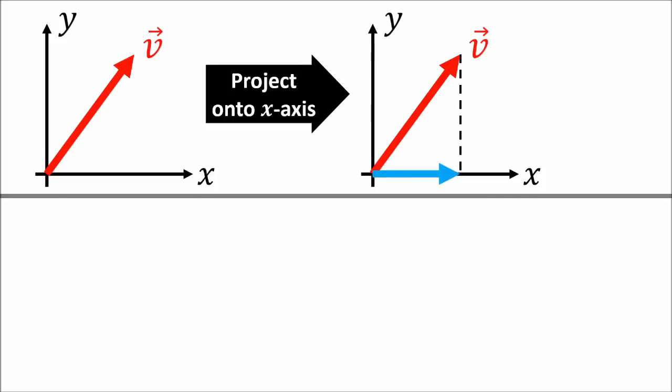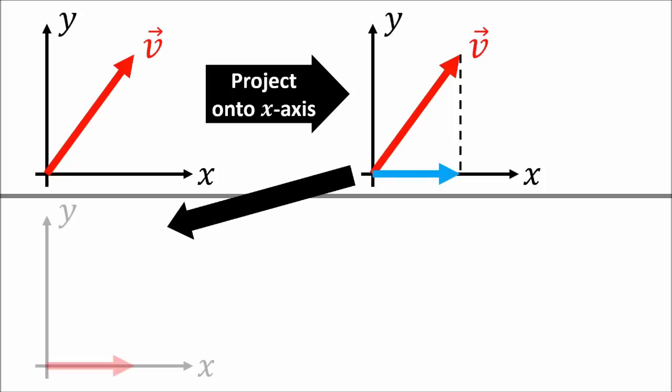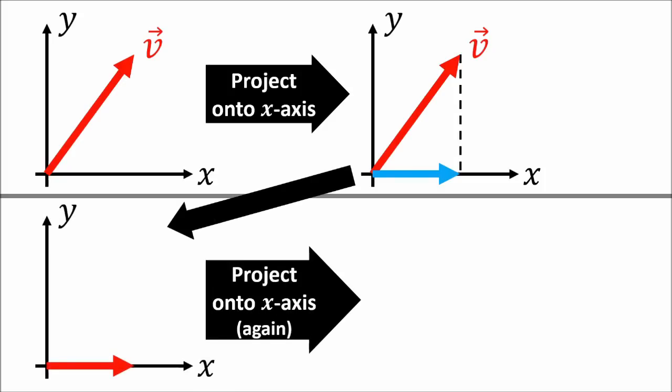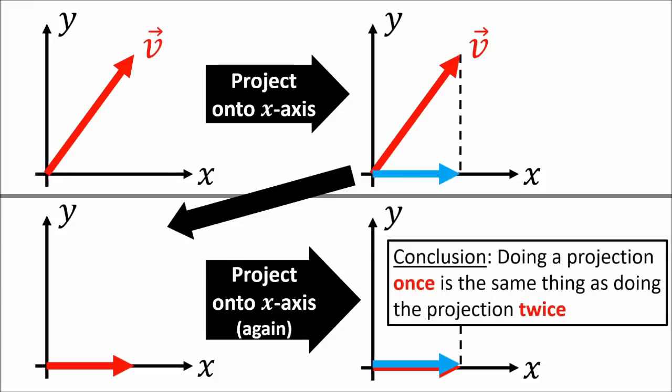Now, let's say I've projected a vector onto the x-axis, and I want to take the result and project it onto the x-axis again. Our new result after the second projection is unchanged. It's the same vector we already started with. So the conclusion here is that doing a projection once is the same thing as doing that projection twice.